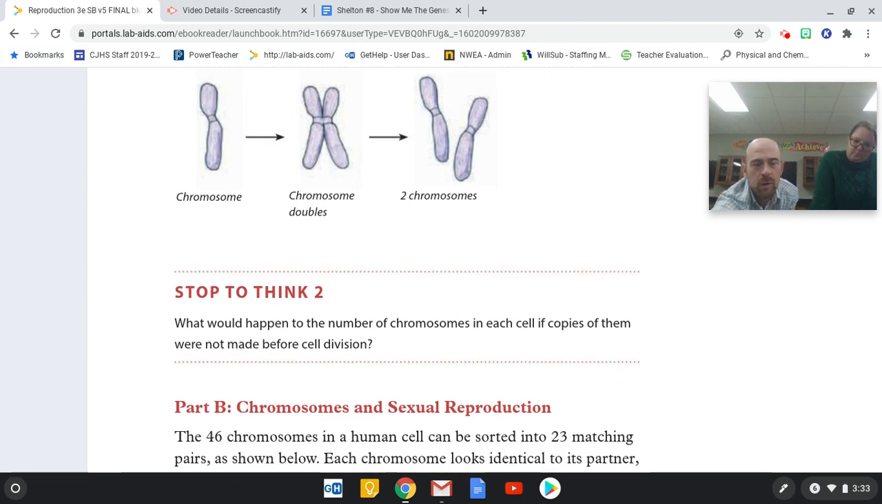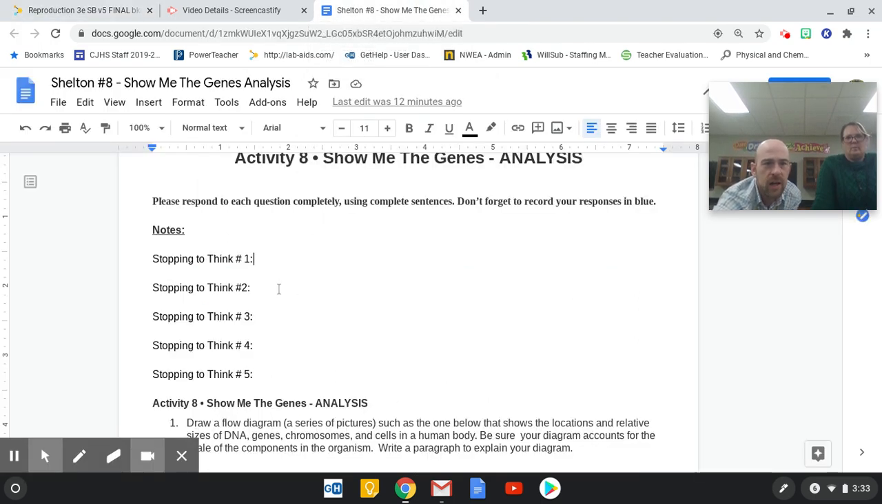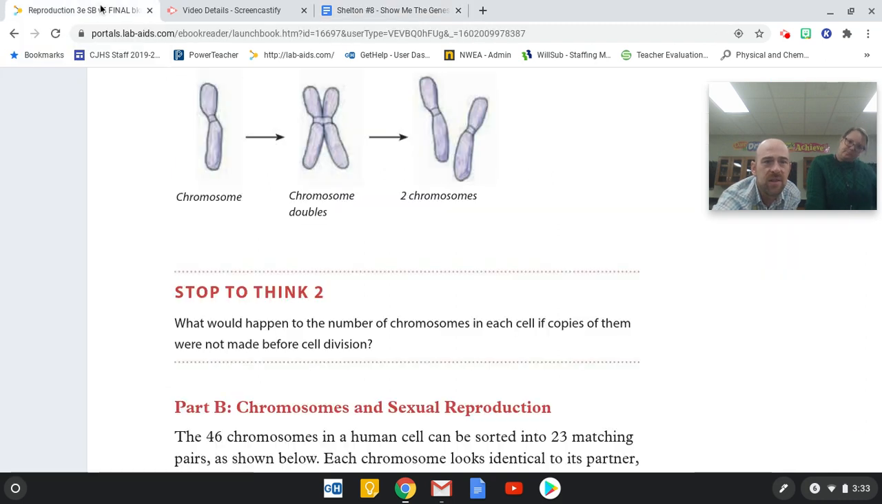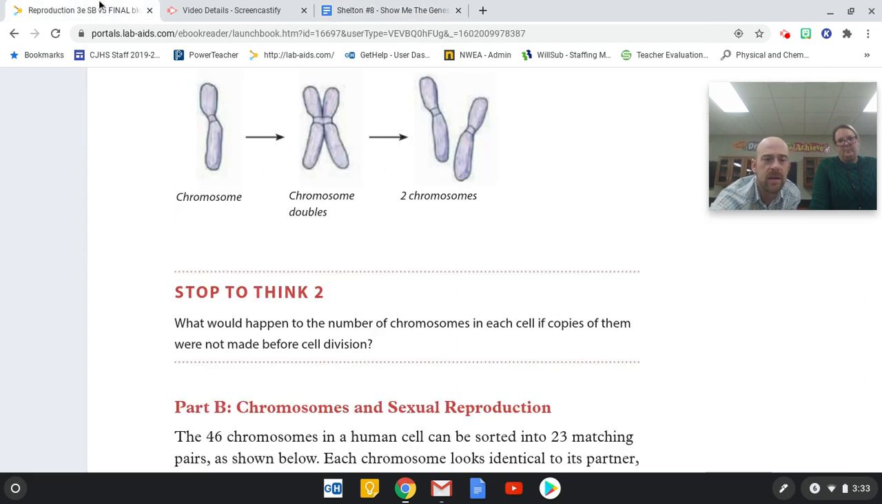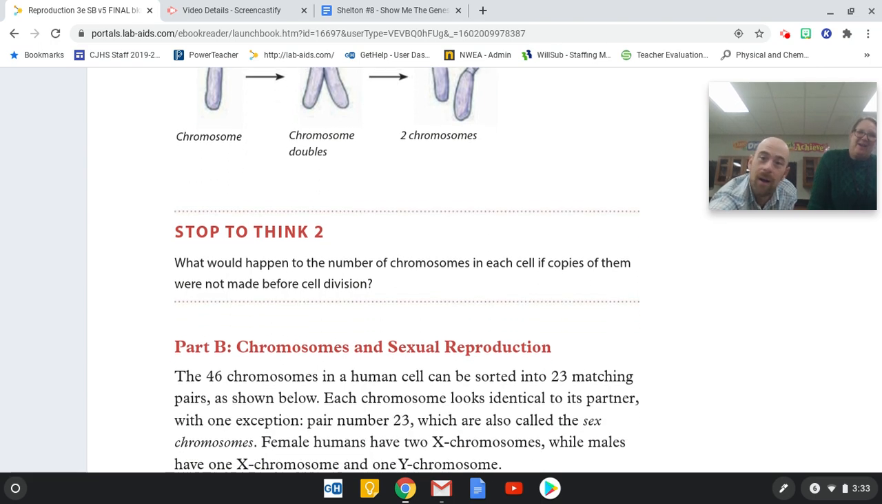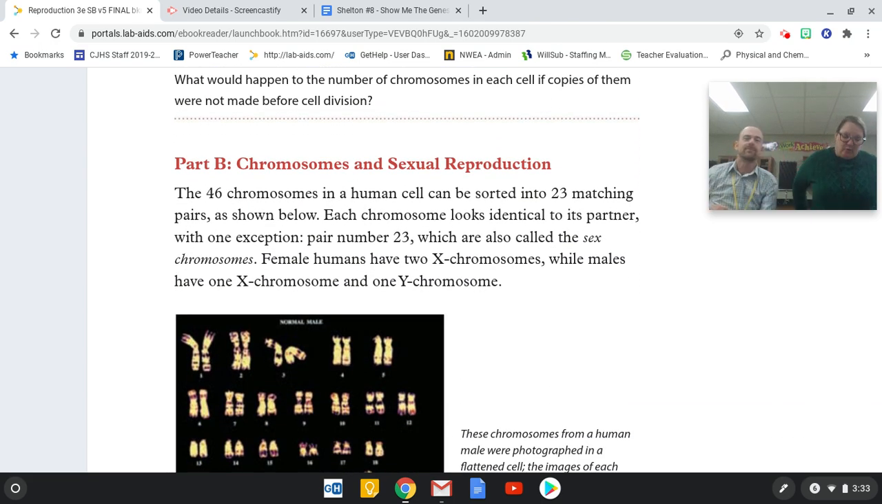The next thing you're going to do is stopping to think question 2. Remember, you're going back into this document right here. Okay, you're going to answer using complete sentences right here. And stopping to think question 2 says this: what would happen to the number of chromosomes in each cell if copies of them were not made before cell division? So think about that. You might need to go back into the text to look for clues and then answer it in a complete sentence right here. Go ahead and pause the video right now to answer stopping to think question 2. Pause.